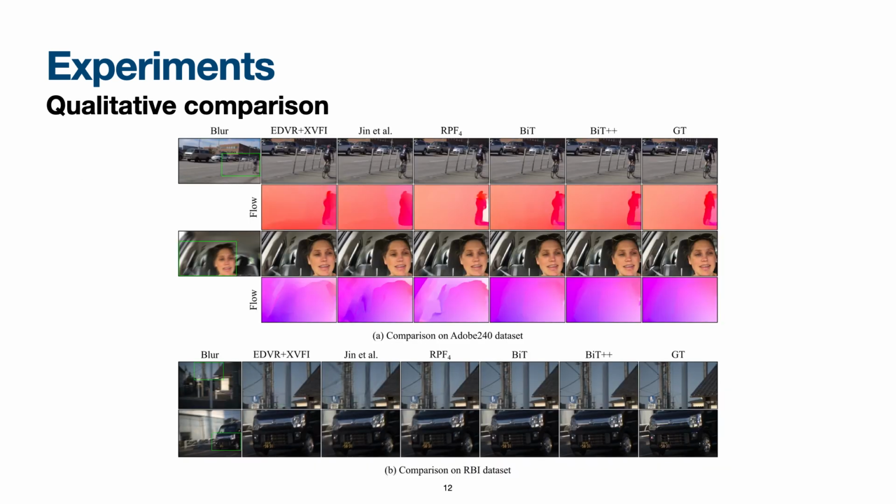Moving on to a qualitative comparison, as you can see, both BIT and BIT++ predictions exhibit remarkable resemblance to the ground truth, with much clearer details on both Adobe 240 and our real-world blur interpolation dataset, RBI. Moreover, the optical flow derived using our predicted frames shows an impressive closeness to the ground truth. This illustrates a significant improvement in maintaining motion consistency, further highlighting the superior performance of our method.